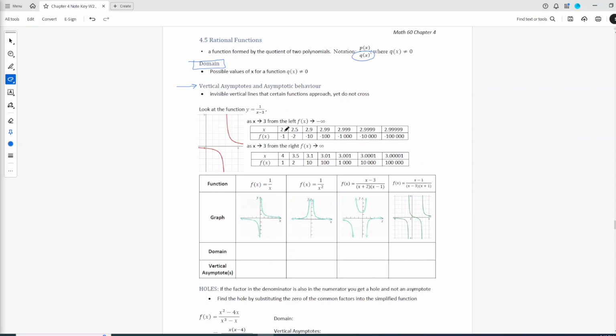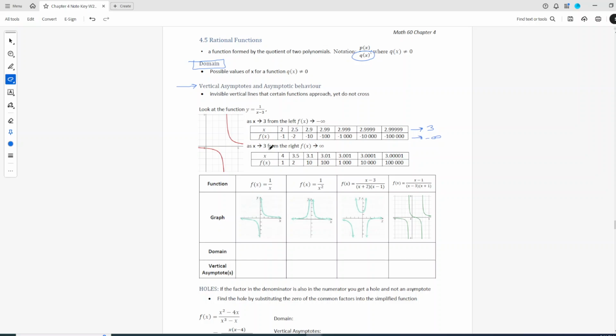So looking here, when we increase those x values, my y values are getting bigger and bigger. It wasn't letting me drag past 2.96 apparently. So let's say it was 2.99. You get a y value of -100. Then you go to -1,000, 10,000, 100,000. So as my x value is approaching 3 from the left, my y value is approaching negative infinity.